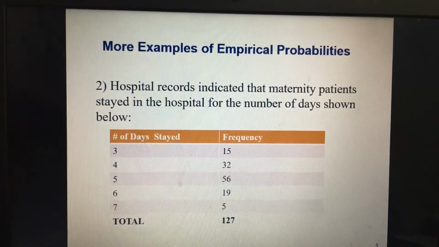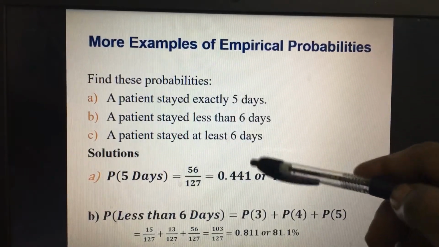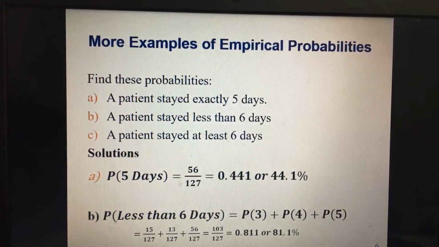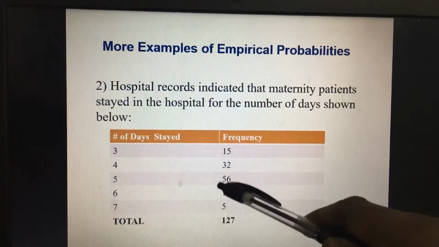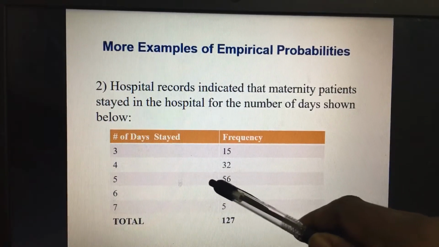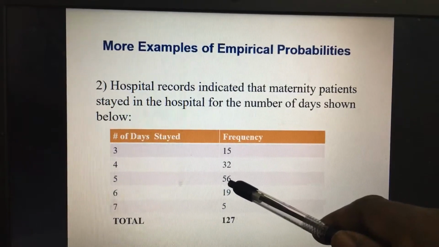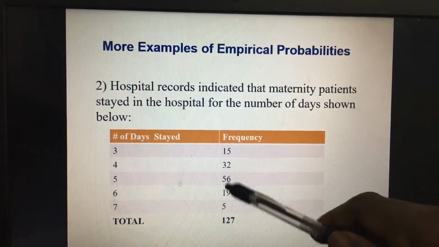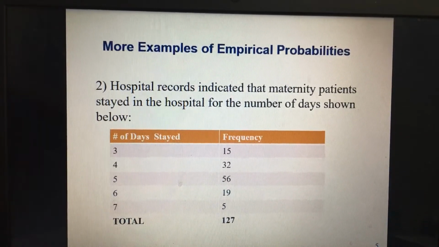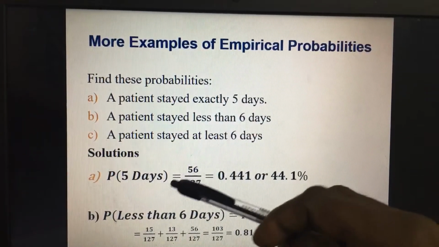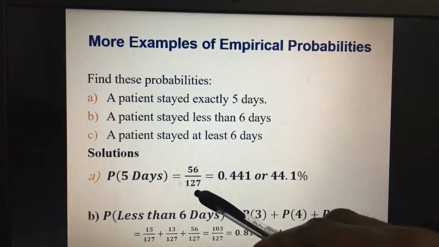The first one says that the patient stayed exactly 5 days. How many patients stayed 5 days? We have them right here. 56 patients stayed 5 days. So the probability that the patient stayed exactly 5 days is 56 out of a total of 127, which we have here. The probability of 5 days is 56 out of 127.